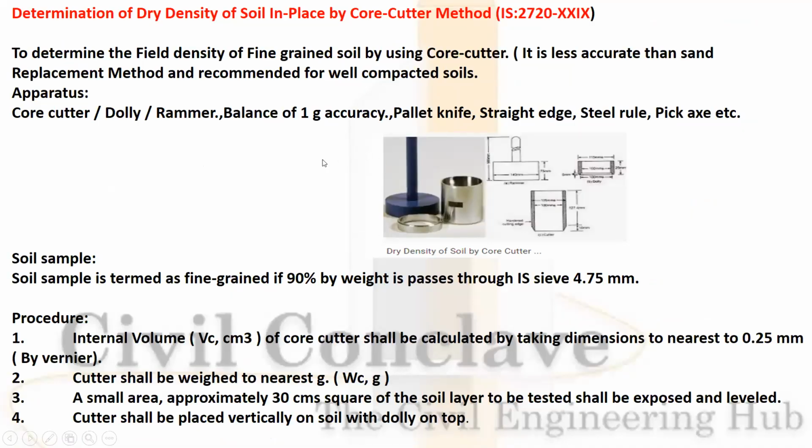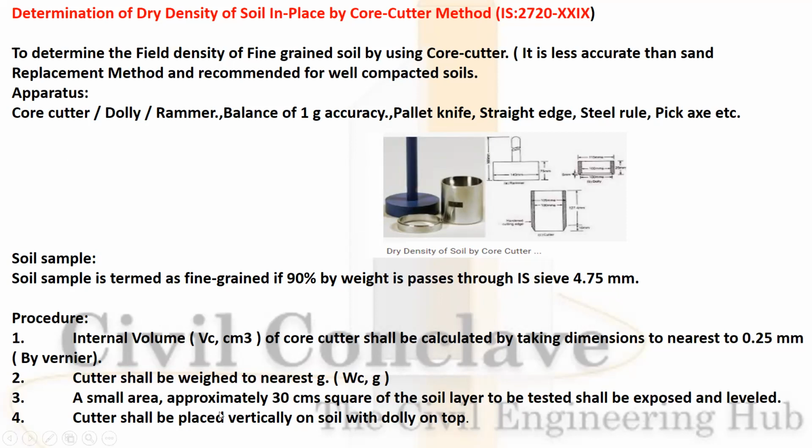Then, how to check the dry density of the soil, which is known as the Proctor test. The purpose of this test is to determine the density of fine grain soil by using a core cutter. Apparatus: core cutter, rammer, balance, etc. Soil sample is termed fine grain if 90% of its weight passes through the IS 4.75 mm sieve. Take out the internal volume of the cutter. The cutter shall be weighed to the nearest gram.